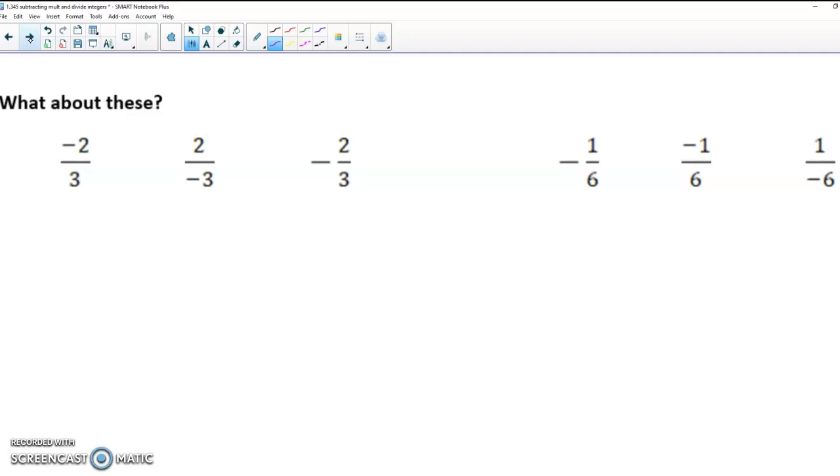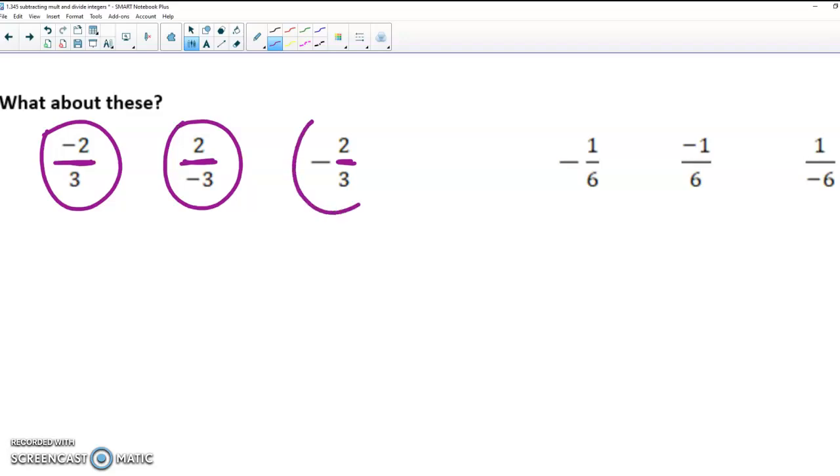So let's look at these examples. We've talked about this a little bit, how this bar is telling us to divide. Okay? So these look like fractions, big fractions, or you can also think of this as a division problem. So I can look at this first one and say that's -2 divided by 3. I could look at this one and say that's 2 divided by -3. And I could look at this last one and say that's -2/3. Well, are those all the same? Are they equal? Let's see.